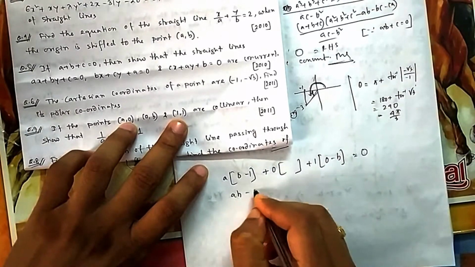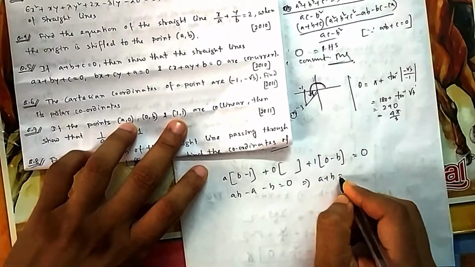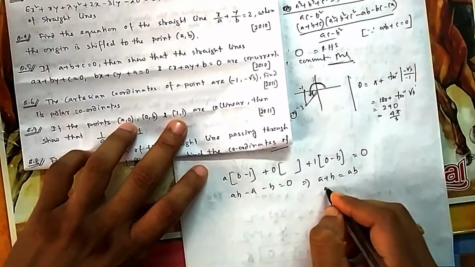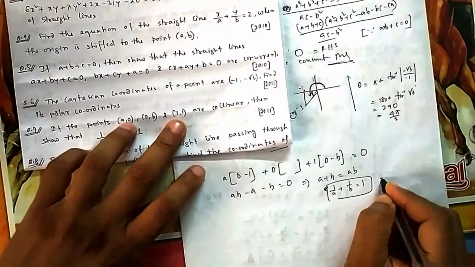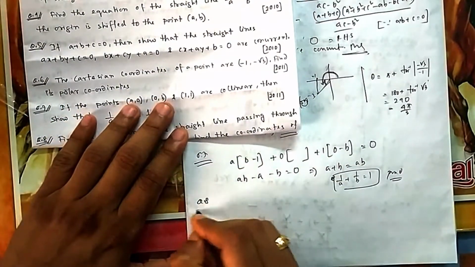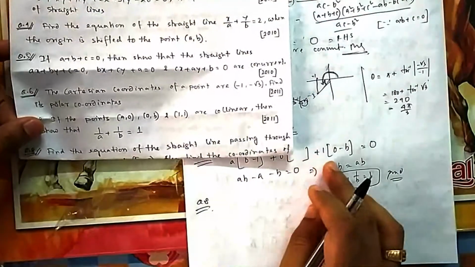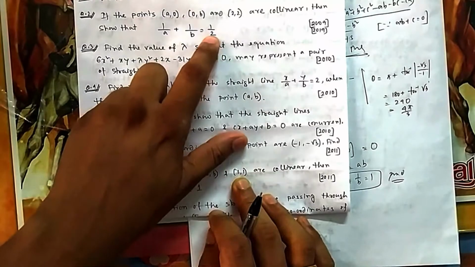So it is ab minus a minus b equal to 0, which implies a plus b equals ab. If you divide it by ab, then 1 by a plus 1 by b is equal to 1. So it is proved. Details you can see in question number 2, where I have explained it in detail. Here I have done it just for the sake of completion. It is the same question, just in place of 2 there was 1, that's the difference.